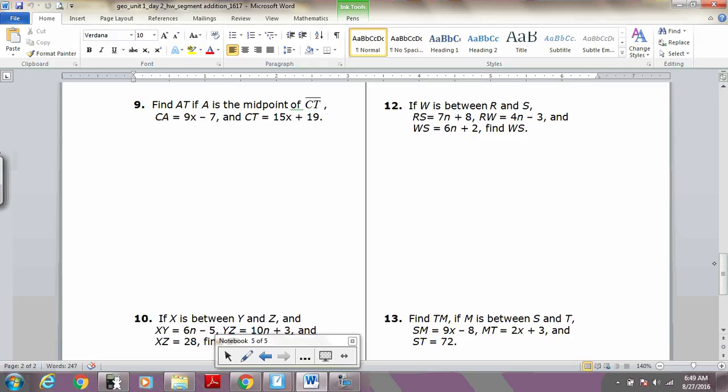Number 9 says that A is the midpoint of CT. So draw our segment, put A in the middle, so it would spell cat, and we know it's the midpoint because of the tally marks.